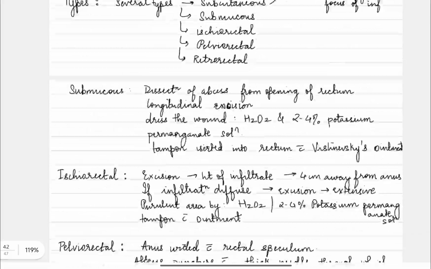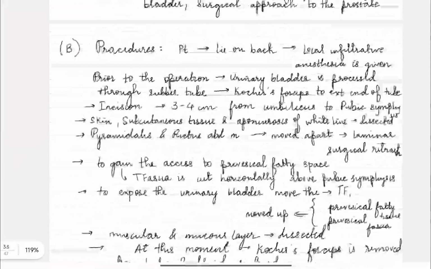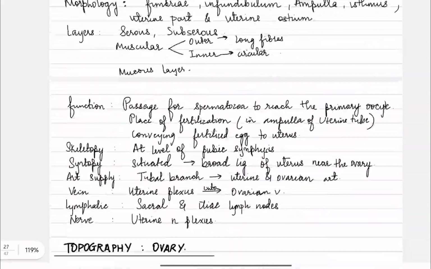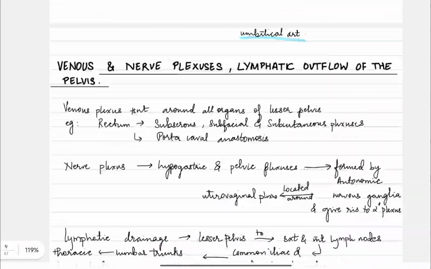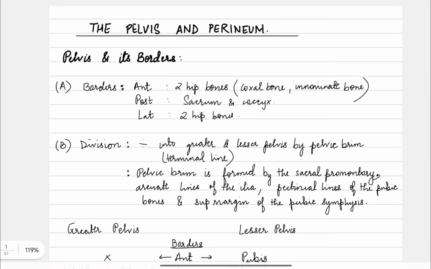So till now we have studied all the topics of topographical anatomy and operative surgery. So this was our last chapter, pelvis and perineum. I would post many videos, shorts according to the need. So till here I complete all the chapters of topographical and operative surgery.